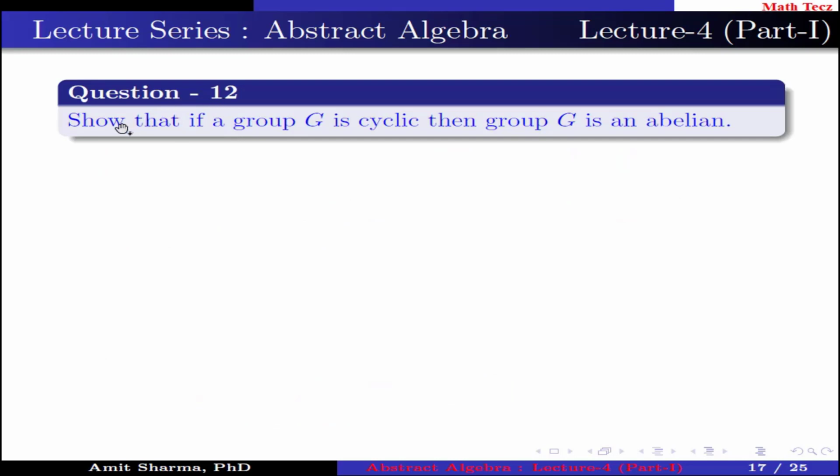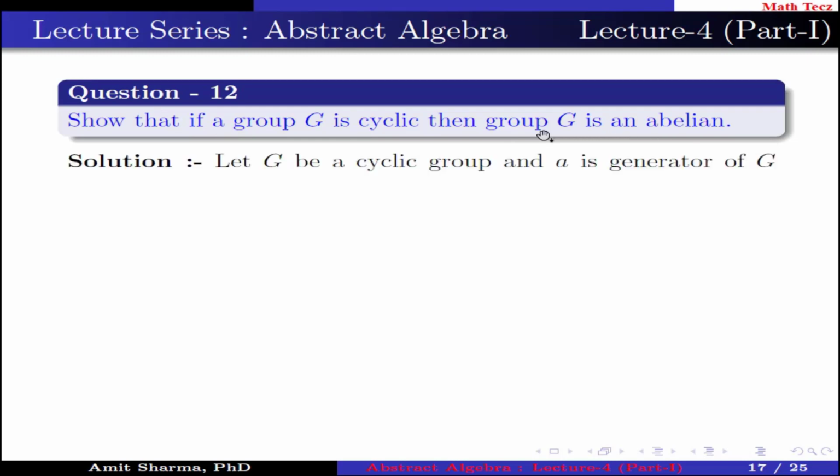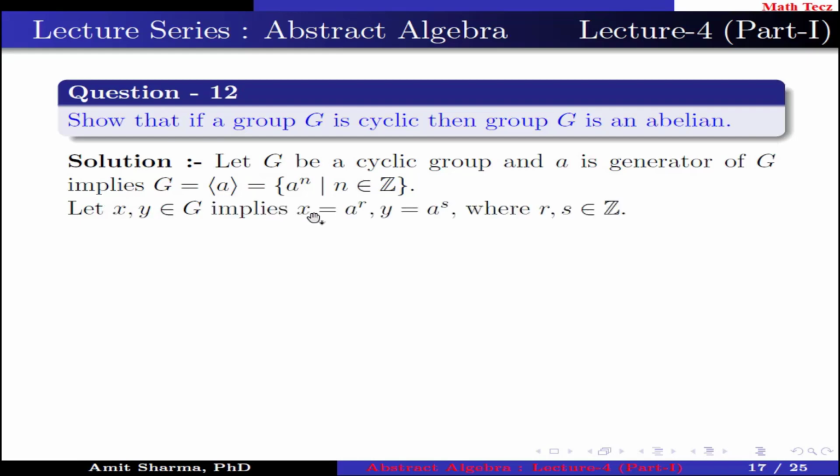Question number 12. Show that if a group G is cyclic, then group G is abelian. Let G be a cyclic group and A is a generator of G, implies G is generated by A, which is equal to A to the power n, such that n belongs to Z. Let x comma y belong to G, implies x equal to A to the power r, y equal to A to the power s, where r comma s belong to Z.